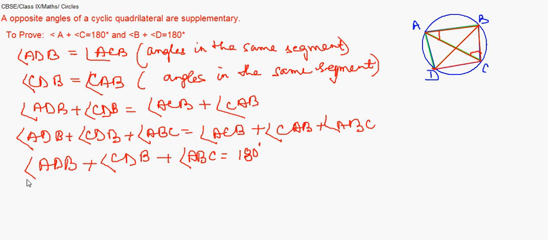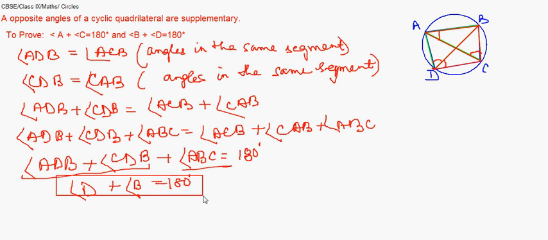Now look at this part. ADB plus CDB makes it whole angle D. And ABC can also be written as whole angle B. That makes it 180 degrees. This was our first proof. Angle B plus angle D is 180 degrees.